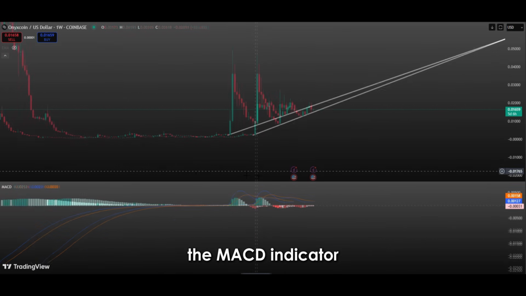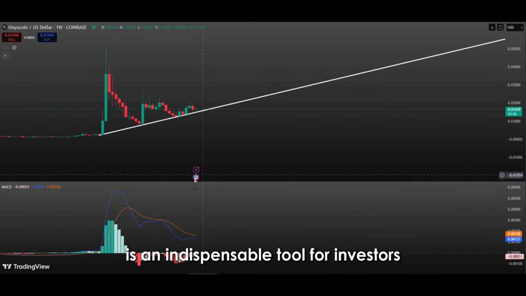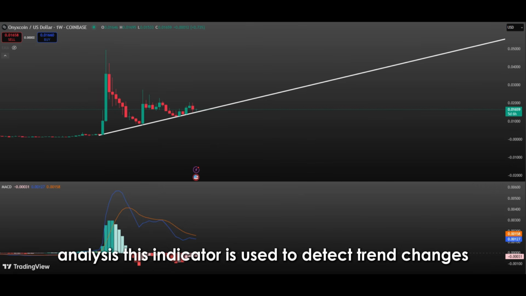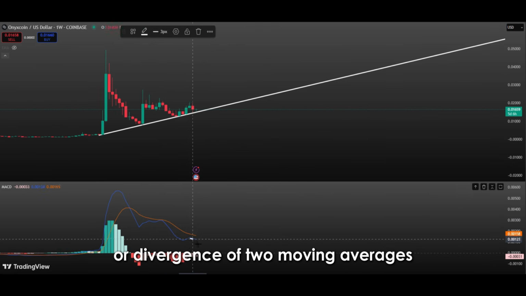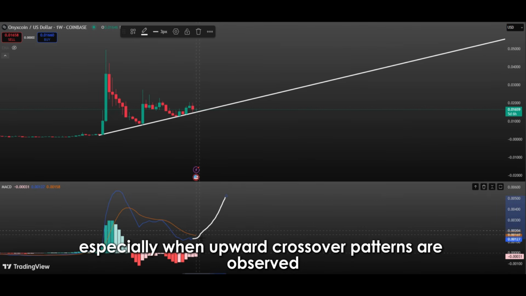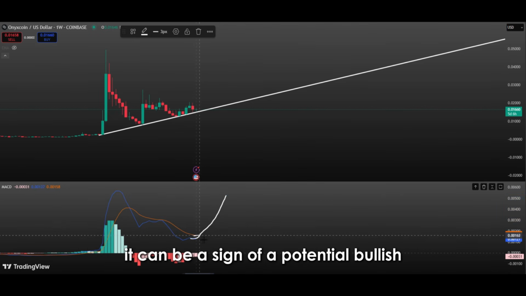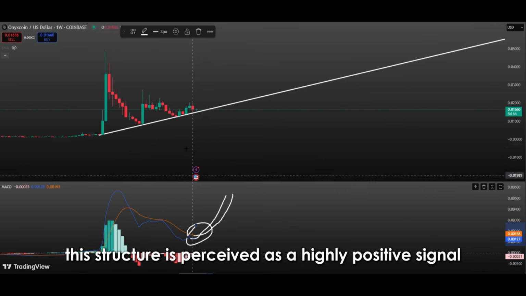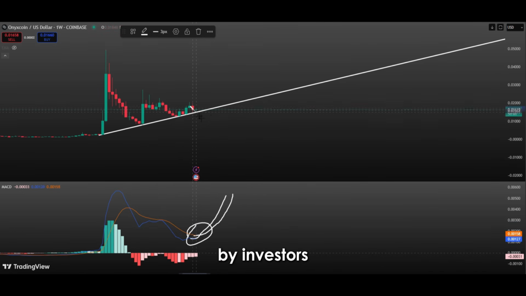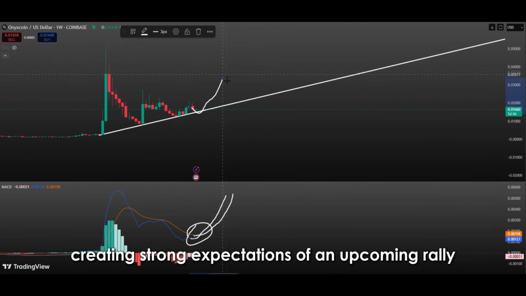The MACD indicator is an indispensable tool for investors in the world of technical analysis. This indicator is used to detect trend changes based on the convergence or divergence of two moving averages. Especially when upward crossover patterns are observed on this indicator, it can be a sign of a potential bullish movement. If a possible upward crossover has formed in the current technical outlook, this structure is perceived as a highly positive signal by investors, creating strong expectations of an upcoming rally.